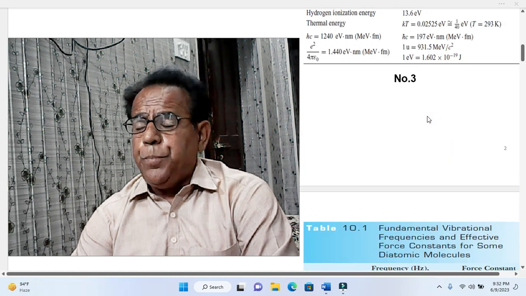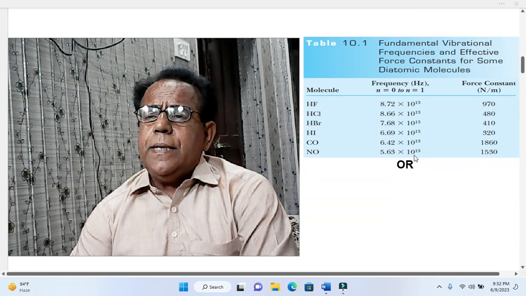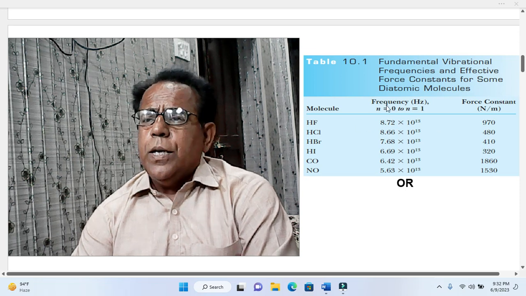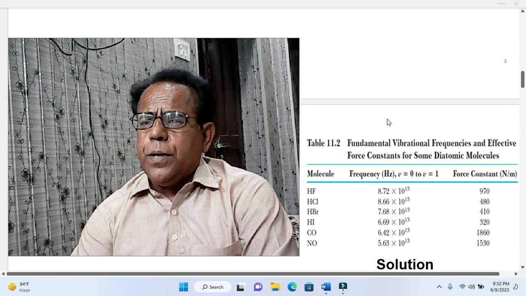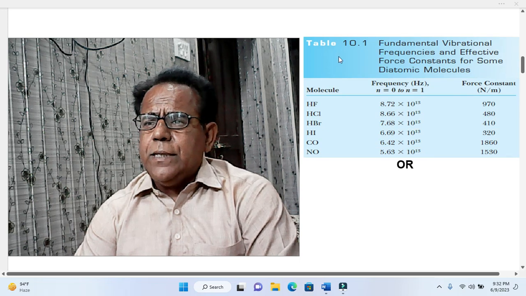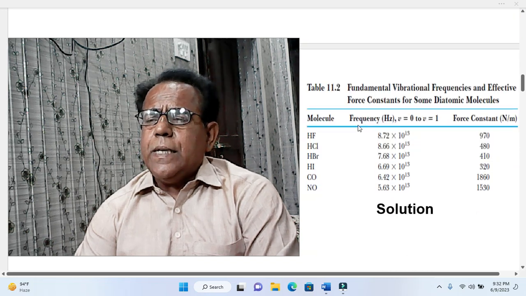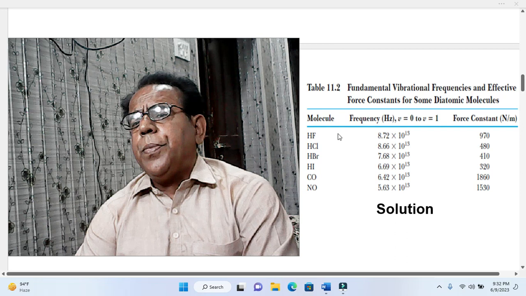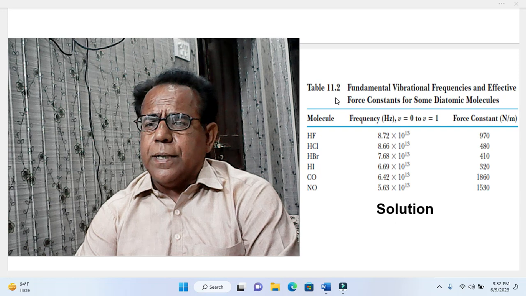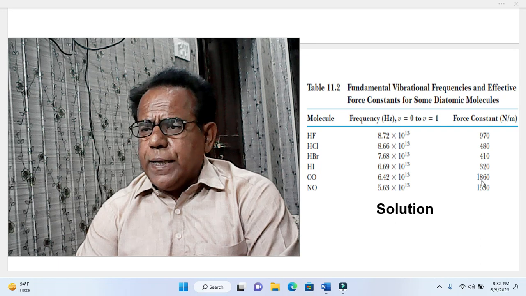In the next step we have taken another version of this helping tool. Dear students, here the table is 10.1, that is the first table of the 10th chapter, while in its alternate version, taken from some other book, the table is 11.2, that is table number 2 of chapter 11. Second last, carbon monoxide, 1860.